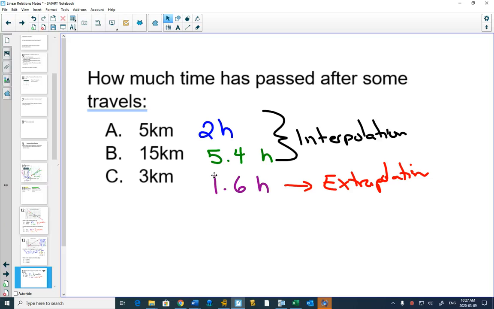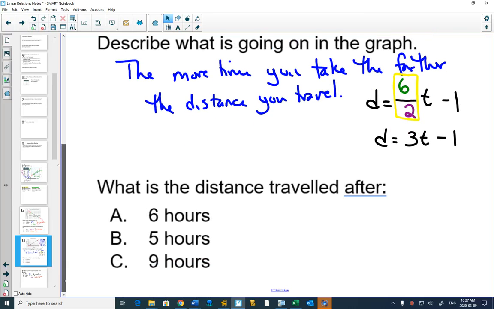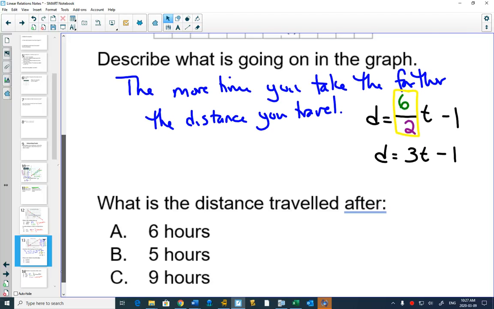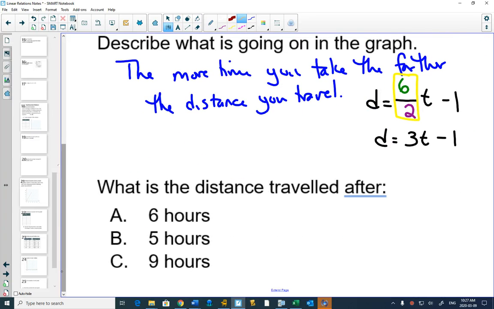And we skipped those other ones, so we'll do those right now. Let's look at 6 hours, 5 hours, and 9 hours. What is the distance traveled after? So we go on to our graph. I'm running out of colors. 6 hours, I'm going to go up from 6, hit the point, go over. This is a nice one because it's already on our graph. 17, the distance was in kilometers. 17 kilometers.